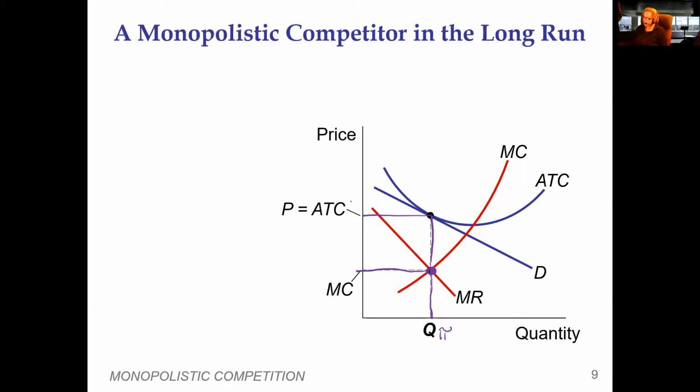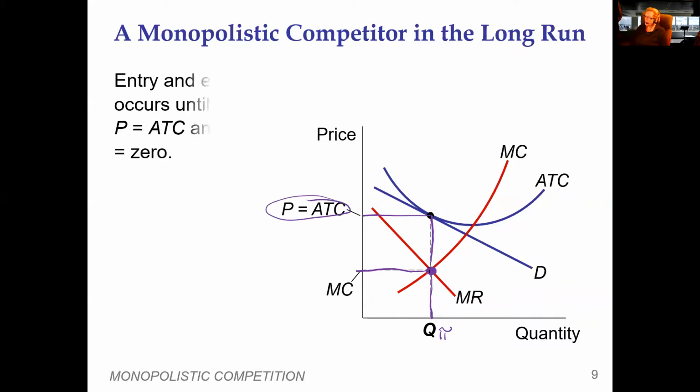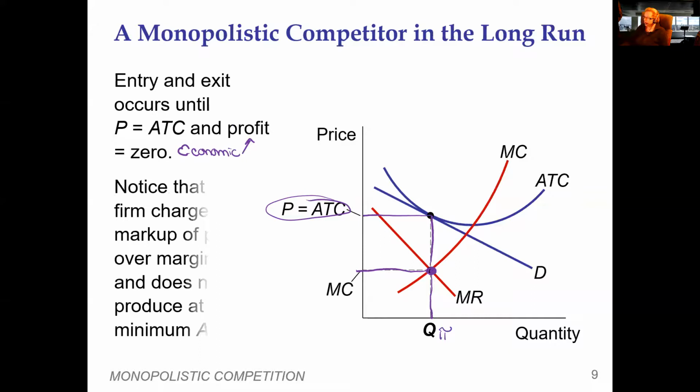Here, how do we know we're in the long run? Because notice what the demand curve has done. The demand curve is touching the average total cost, but it is not at its lowest point. So price will equal average total cost in the long run. So therefore, we would say that economic profit will end up being zero at this point.